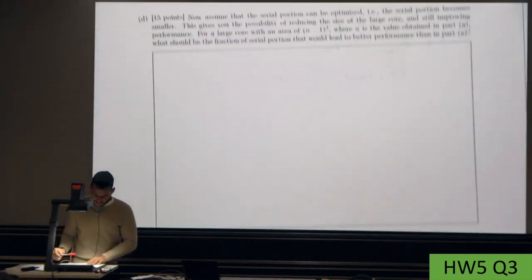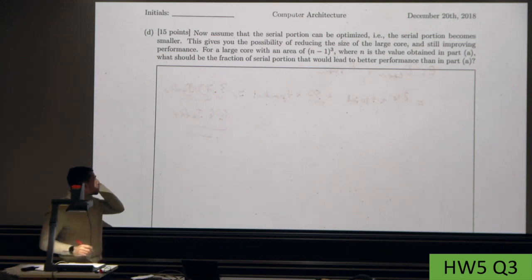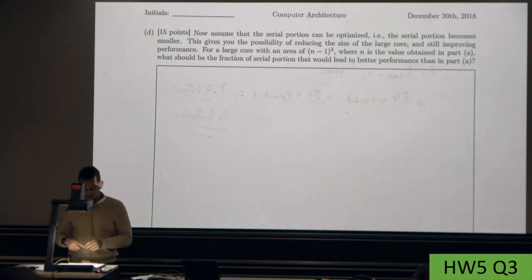Okay. Part D. Now assume that we are going to optimize the serial portion of the code, and the serial portion is going to become smaller. This gives you the possibility to reduce the size of the large core and still improve performance. For the large core with an area of (n-1)^3, where n is the value obtained in part A, so it's still 2, what should be the fraction of the serial portion that will lead you to a better performance than part A?